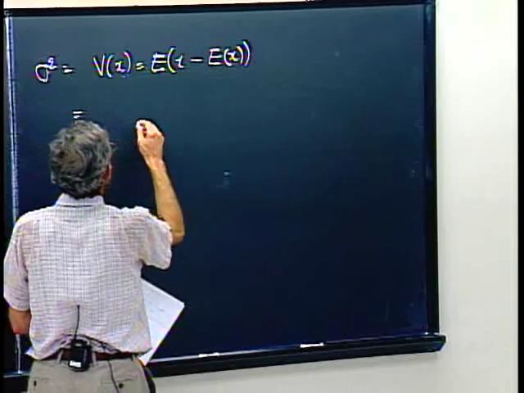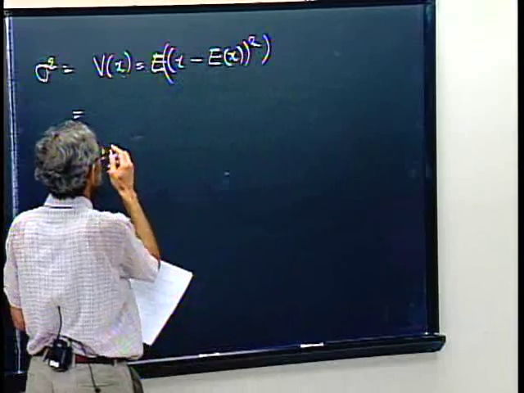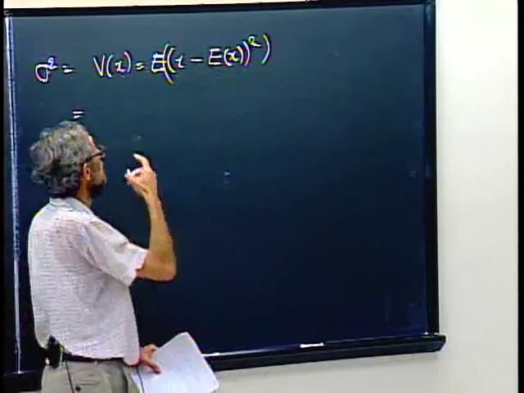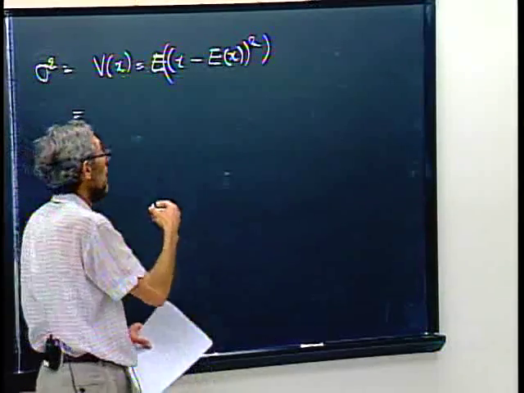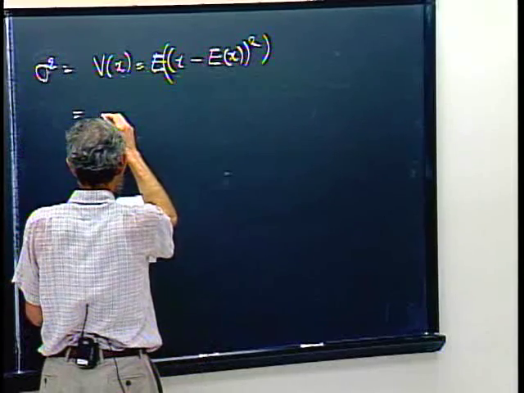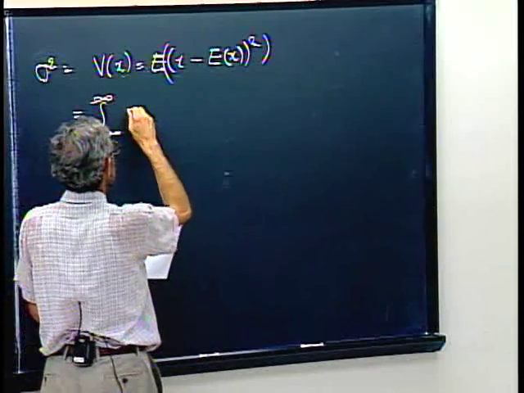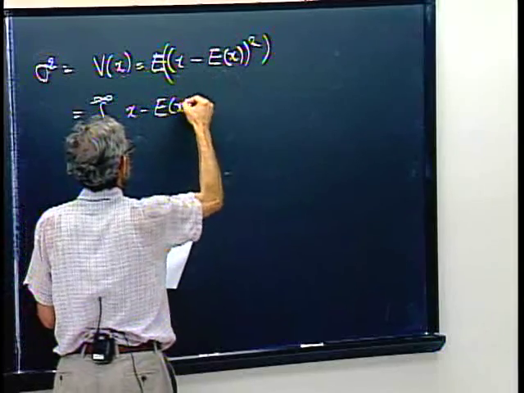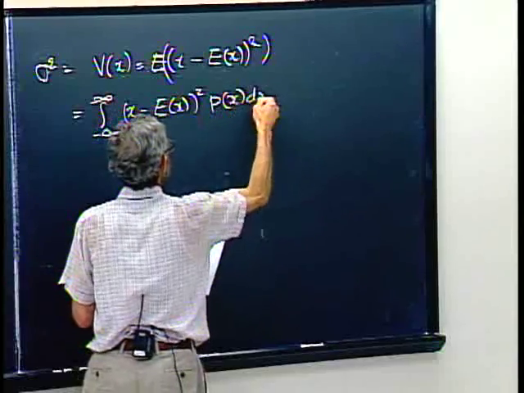So, and I missed a square here, didn't I? Typo. It's the expectation of the square difference from the mean. Root mean square, basically, is the sigma, which is the standard deviation, if you took the square root of both sides. So this is the integral from minus infinity to infinity of this particular function of x, which is (x minus E of x) squared times the probability of x dx.